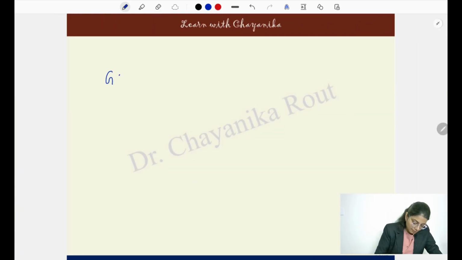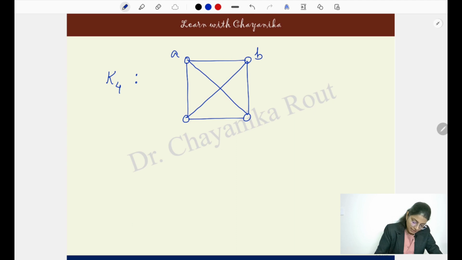Let's see an example and we will discuss all the things that we have studied about cliques and independent sets in this particular graph. Let us take a graph which is very well known to us, K4, the complete graph of order 4. The vertices are A, B, C, D. Now let us list down the cliques first. So what are the cliques here?